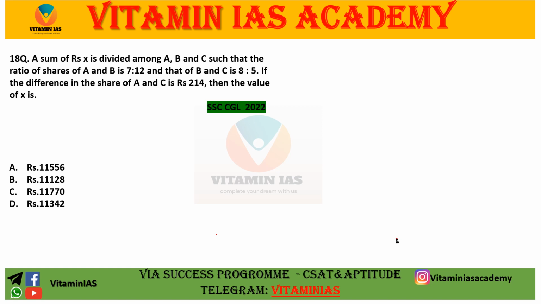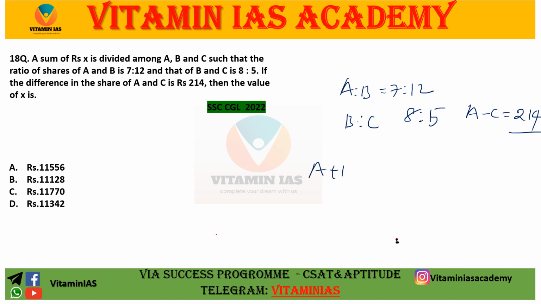Here is the 18th question. The sum of x is divided among A, B, C such that the ratio of the shares of A:B is 7:12 and B:C is 8:5. The difference of the shares of A and C is 214. Then what is the value of x? Means he wants the A plus B plus C value.